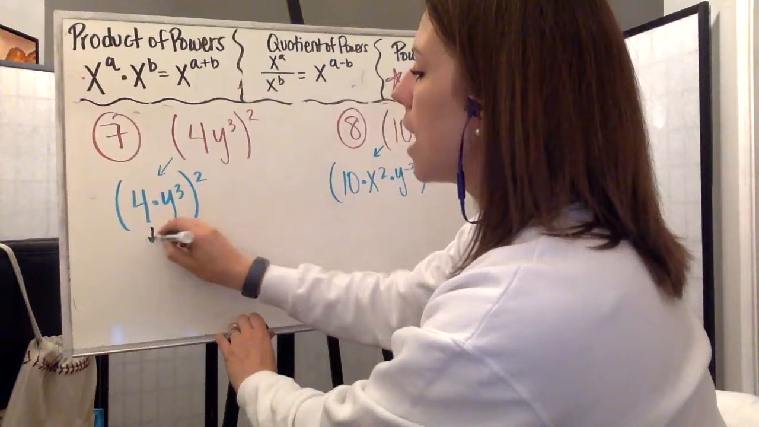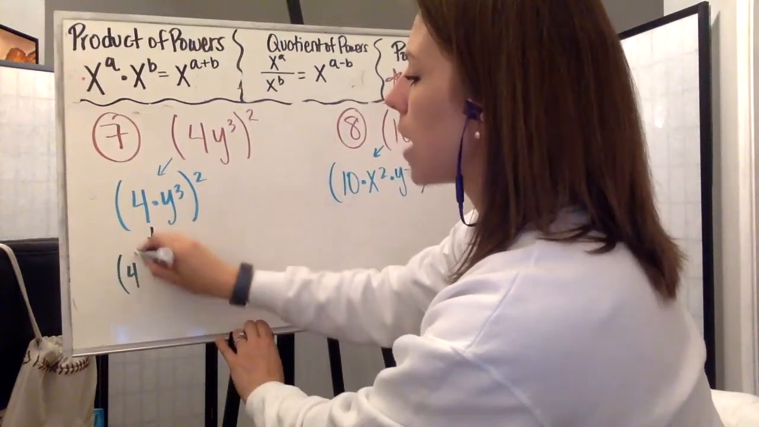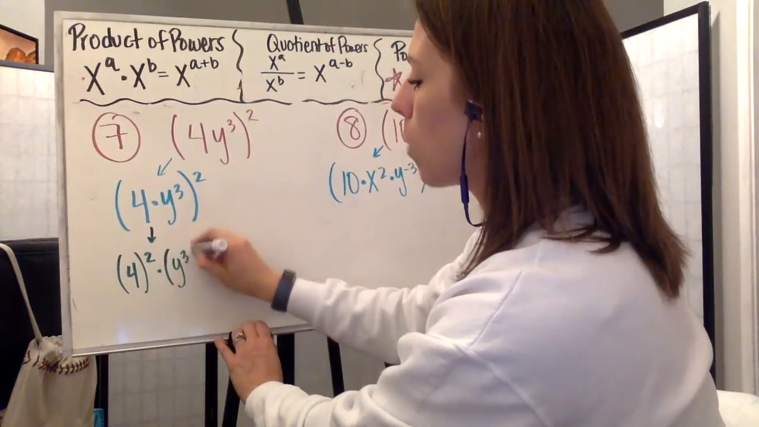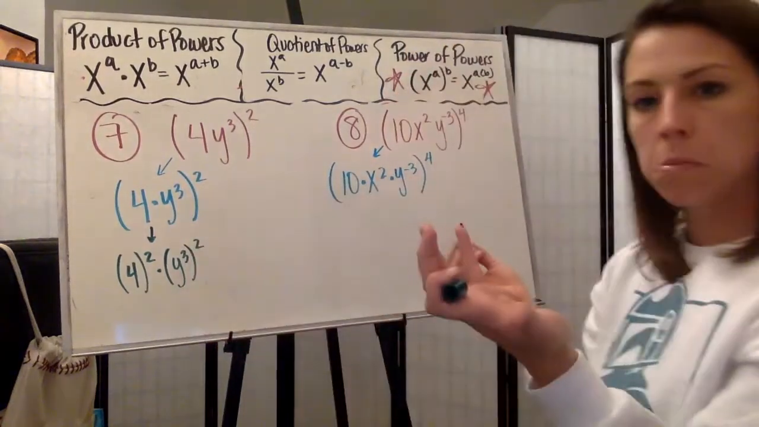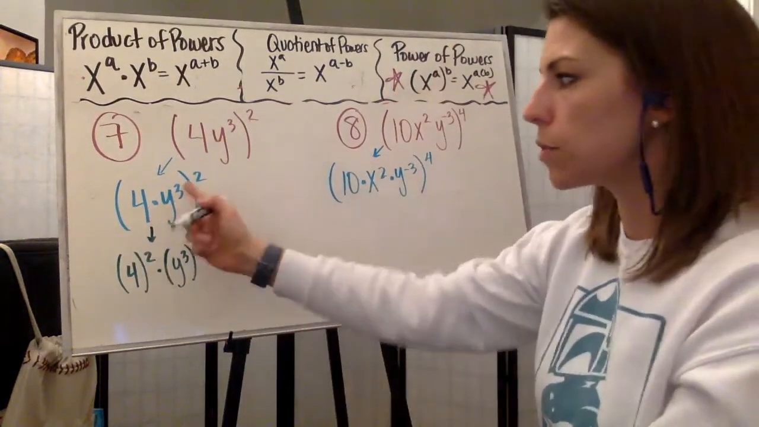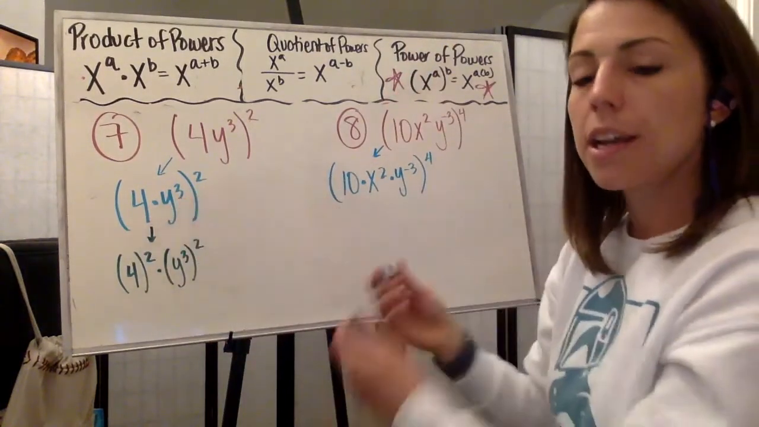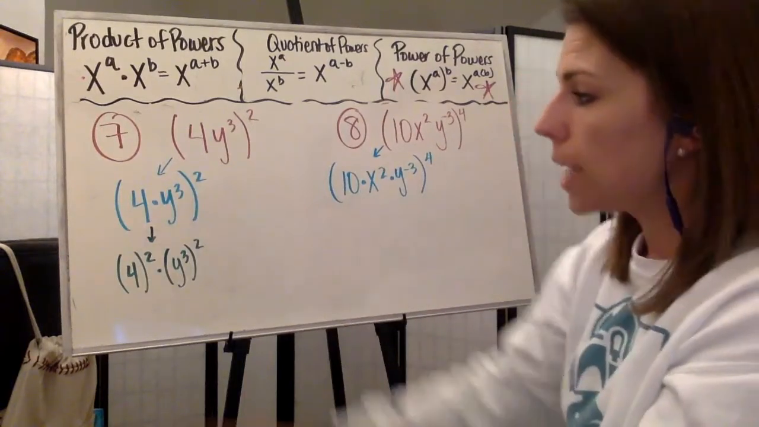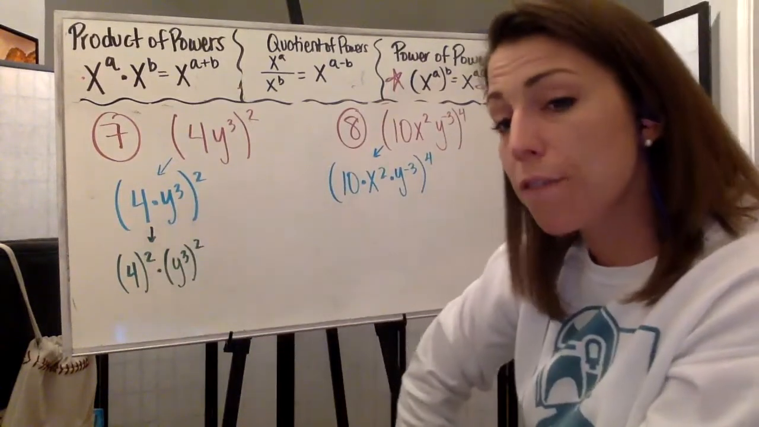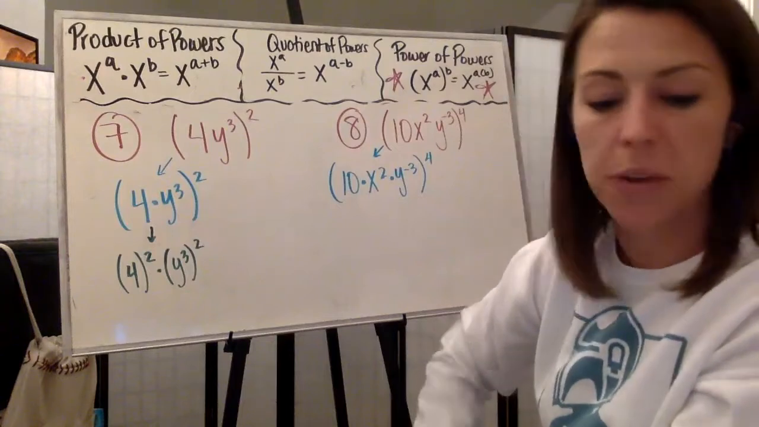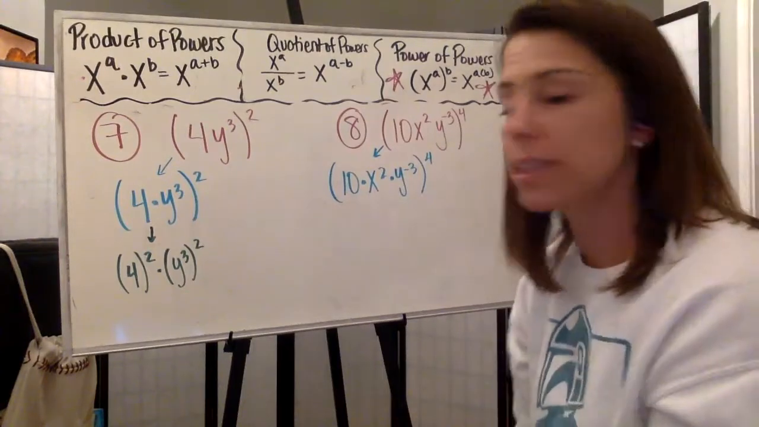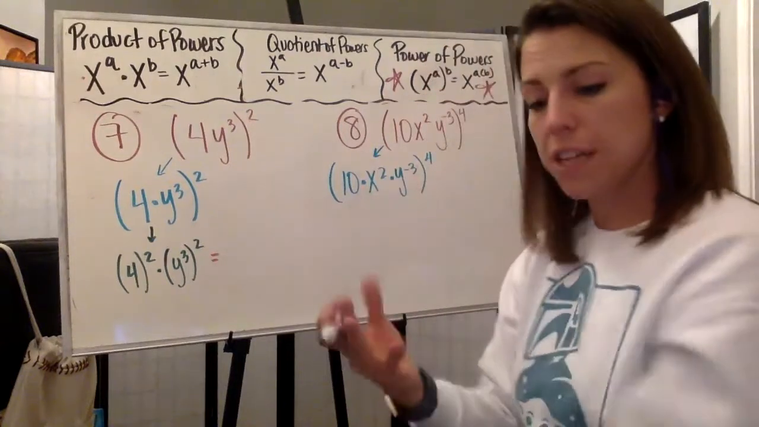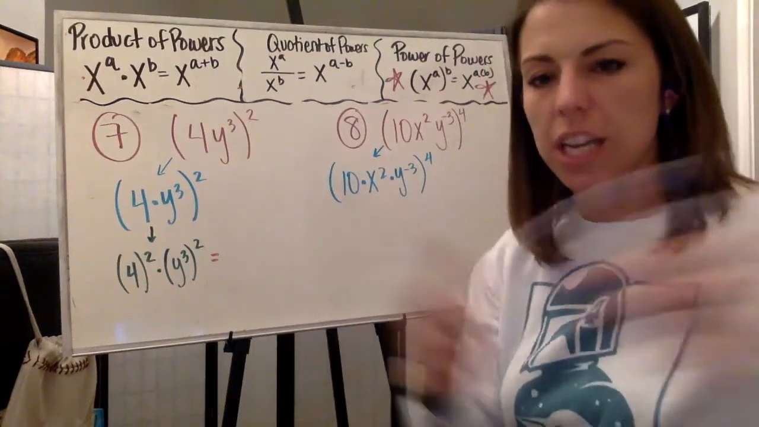So basically, I'm just going to write it out like this. 4 squared times y cubed squared. I'm just thinking ahead. 4 times 4 and y cubed times y cubed. Now I can apply the individual properties. So at this point, if I can simplify 4 squared, I'm going to do it. Can you simplify 4 squared? Yes, 4 squared is 16. Because it's a coefficient, it's not a power, we're actually going to do that math.